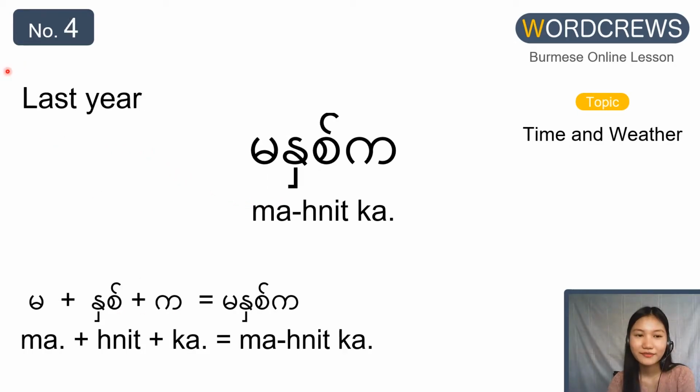The next one is last year, ma-hnit-ka. Let's see how to read it. The first alphabet is Ma. The second one is already a combination of Na and It, so we pronounce Nit. And the last alphabet is Ka. Altogether, ma-hnit-ka. Last year, ma-hnit-ka.